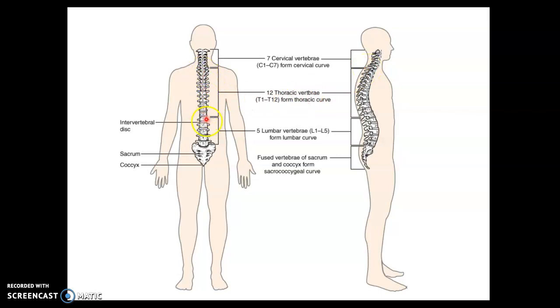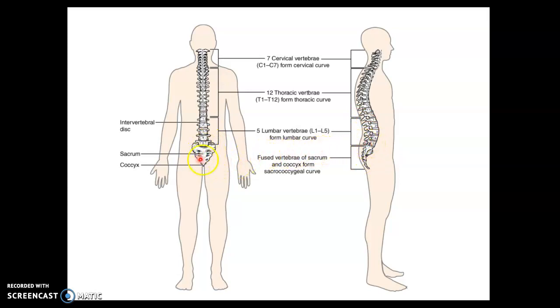In the chest area, we have thoracic vertebrae, and we name them T1, T for thoracic, all the way down to T12 at the base of the back of the chest. Moving inferior, we come to the lumbar region. There are 5 lumbar vertebrae, and we name them L1, L for lumbar, all the way down to L5.